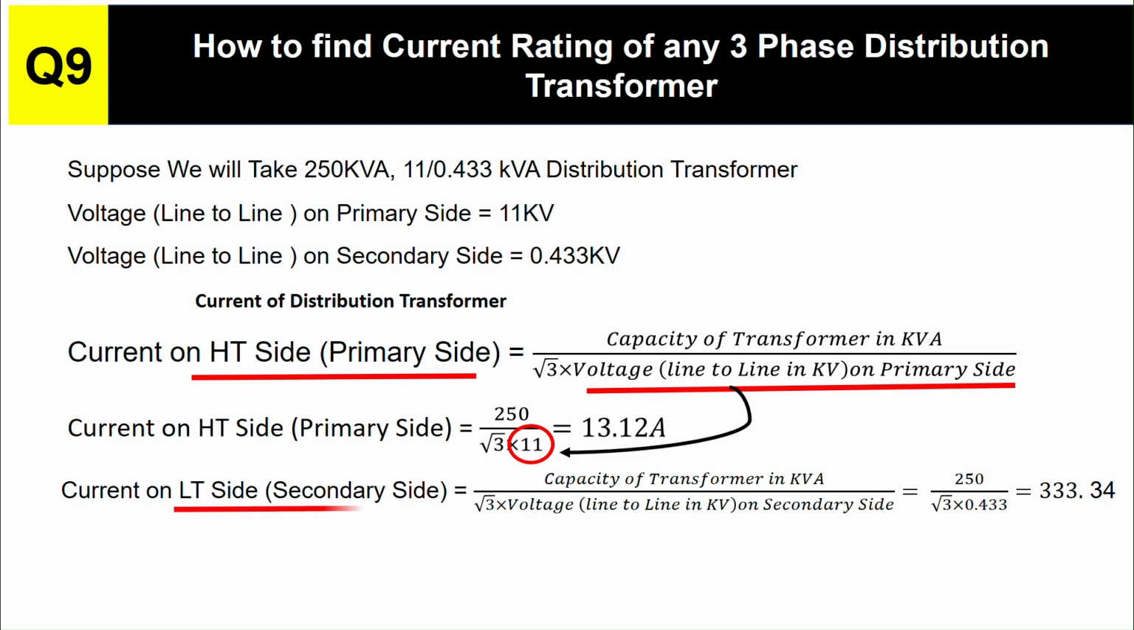Similarly, you can see here the current on the LT side is equal to the capacity of the transformer divided by root 3 into the voltage on the secondary side, that is 0.433. It becomes 333.34 amperes.